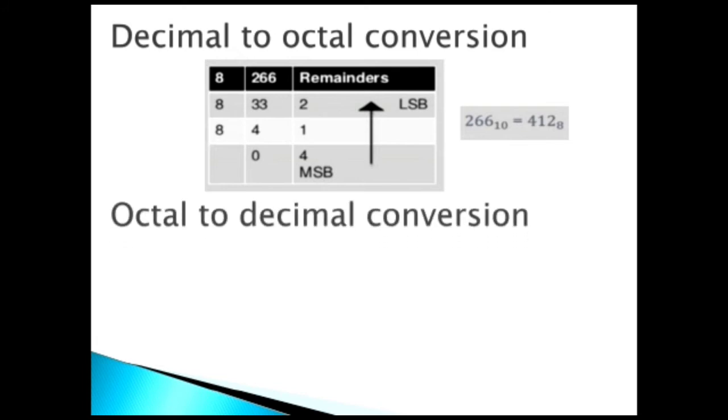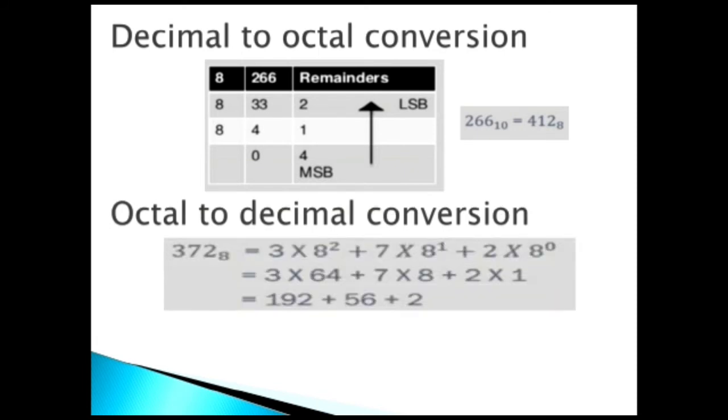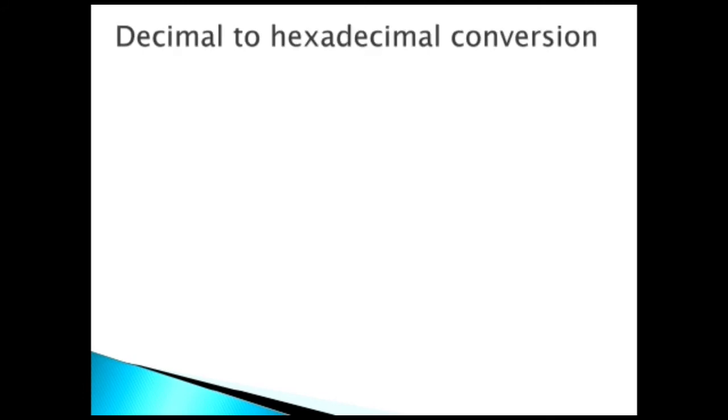Now let us see octal to decimal conversion. In this conversion we will multiply the LSB with 8 raised to power 0 and MSB with 8 raised to power n, where n is the length of the number system. Now in this case 372 as an octal number system has been converted into 250 as a decimal number system.